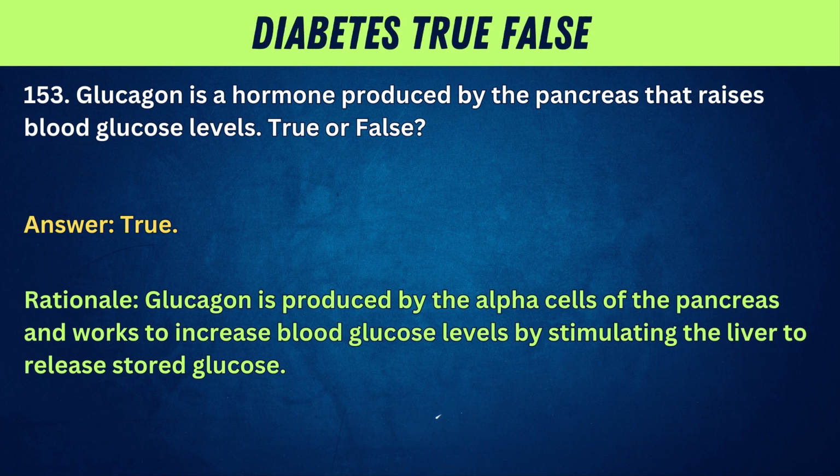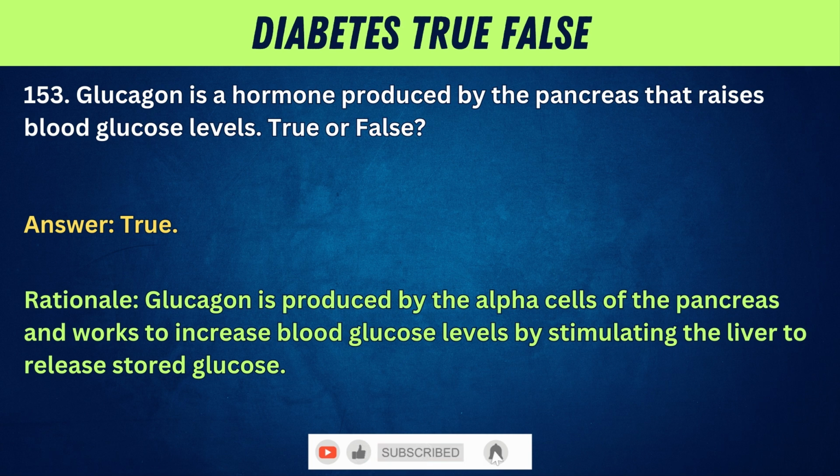153. Glucagon is a hormone produced by the pancreas that raises blood glucose levels. True or false? Answer: true. Rationale: Glucagon is produced by the alpha cells of the pancreas and works to increase blood glucose levels by stimulating the liver to release stored glucose.